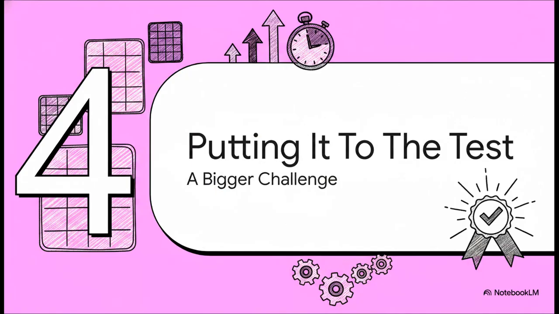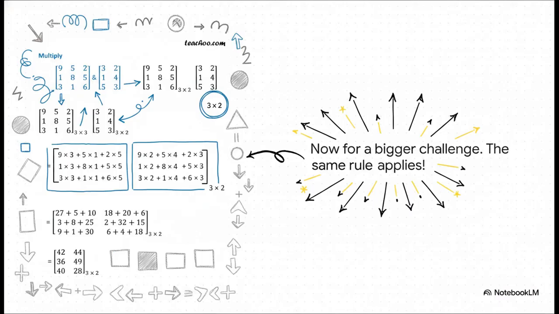Okay, you've seen how it's done. I think you're ready to level up. Let's put those new skills to the test with a slightly bigger problem. But don't you worry, the rules are exactly the same. Whoa, okay, so this one looks a little beefier, right? A 3 by 3 times a 3 by 2. But I promise you, that core idea, that row by column rule, has not changed one bit.